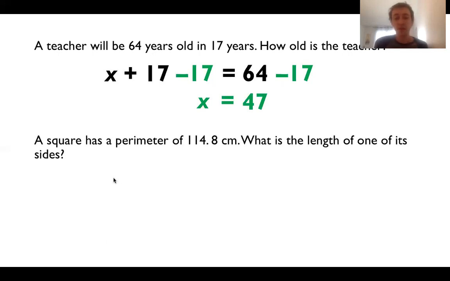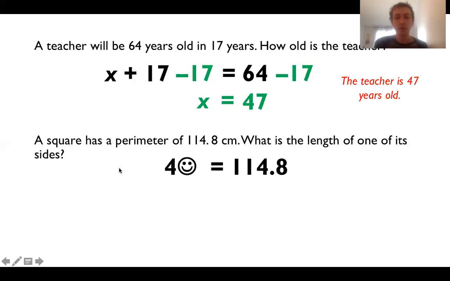You can figure this out, but we'll do it one more time algebraically. I'm using a smiley face instead of an X here. That's okay, I can use whatever symbol I want. It doesn't matter. 4 times smiley face equals 114.8, which is the total perimeter. I've got to get the smiley face by itself.